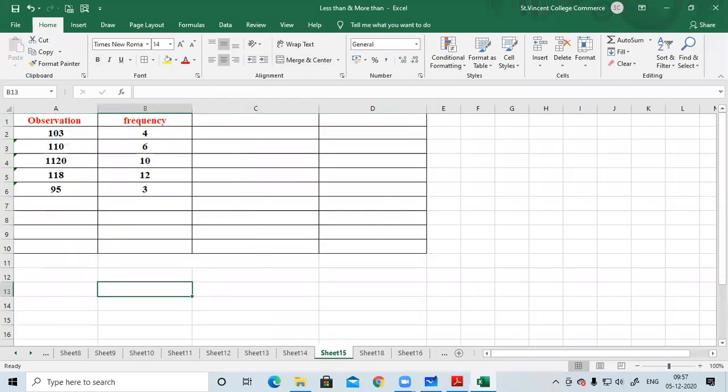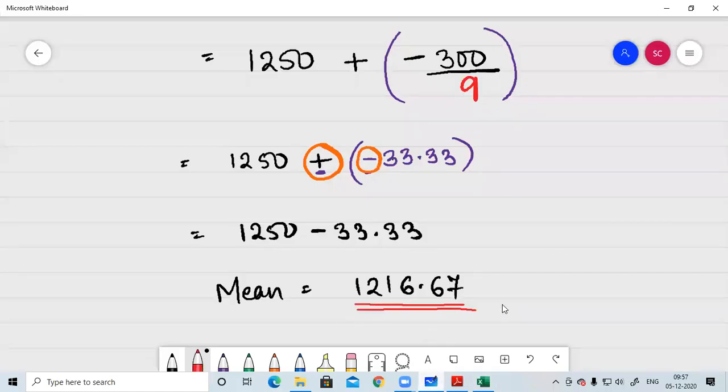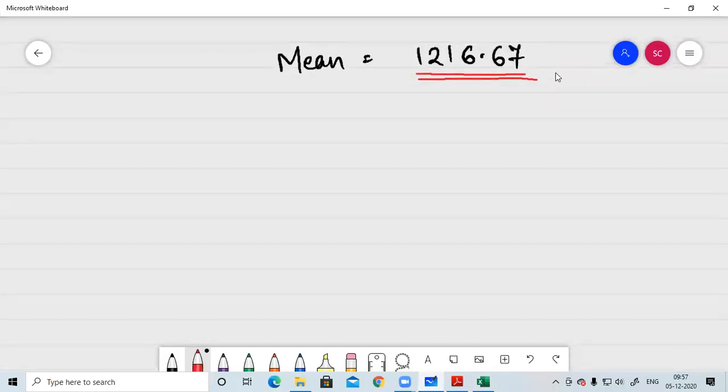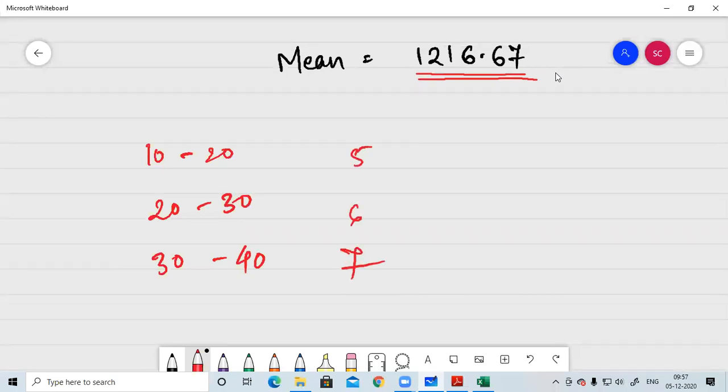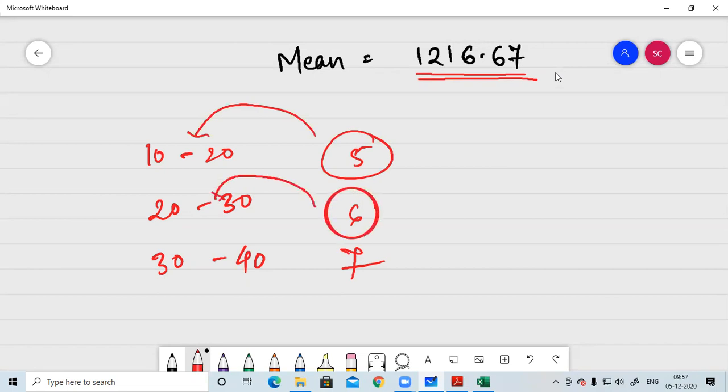Okay. Now I'm giving you a different type of classification. If you see here, we have another way of writing it. One is 10 to 20. Is this correct? Yes, sir. 20 to 30, 30 to 40. This is what we do. And then you have your frequency like 5, 6, 7, right? This is because there are 5 people between 10 to 20, 6 between 20 to 30, and 7 between 30 to 40. This is the meaning of that.